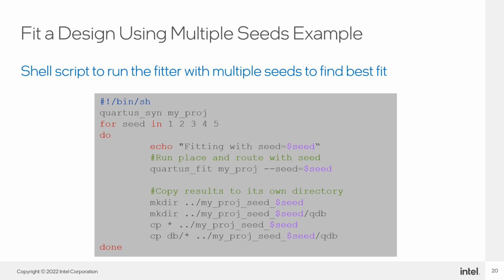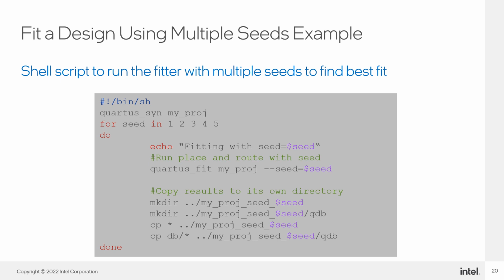Sometimes if you're having trouble meeting timing or achieving fit for a particular compile, it may be useful to try different seeds. A seed is a number that represents an initial layout for the place and route engine. If you're trying multiple seeds, it may be useful to do that in a script.